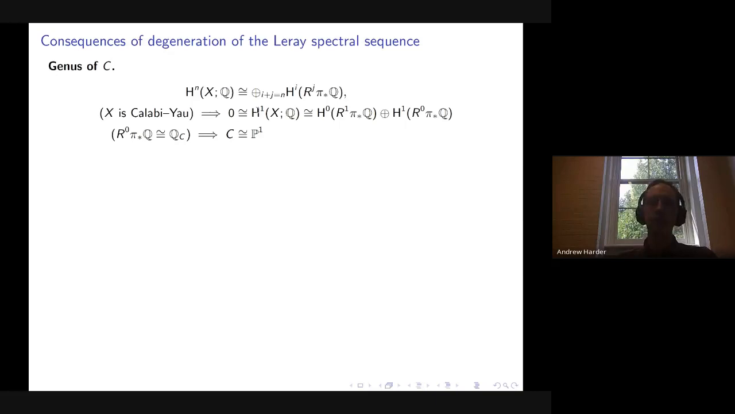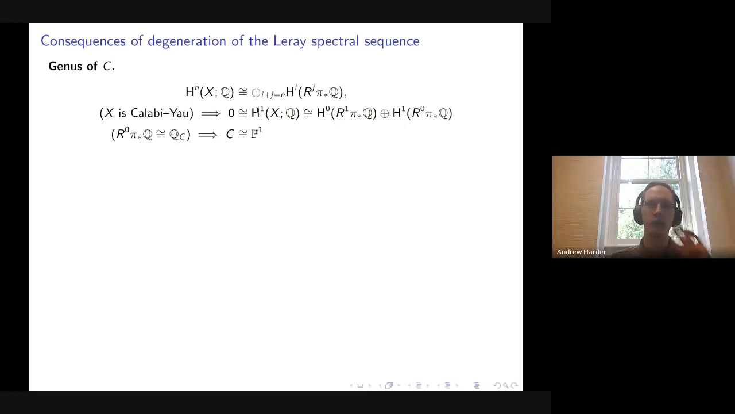So there's a very direct way to deduce that the base of any K3 fibered Calabi-Yau threefold is equal to P^1. This is irrespective of anything else. If I have a K3 fibration on a Calabi-Yau threefold, the base is P^1.